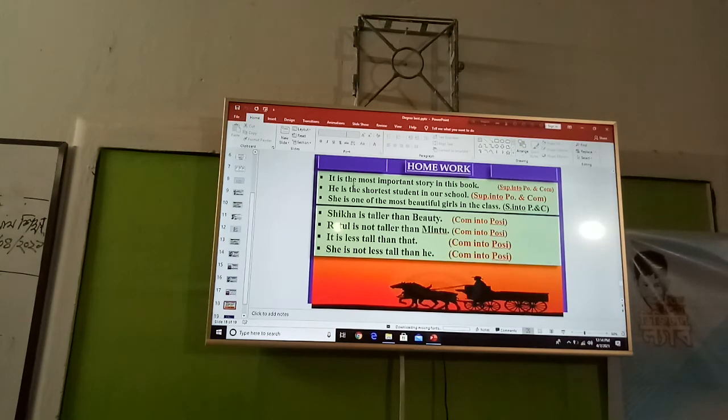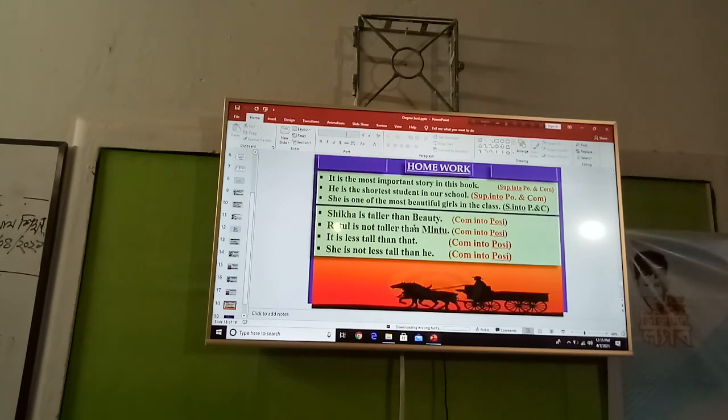Dear students, remember, the first sentence and the second sentence are according to the rule of number one. And the third sentence, that means she is one of the most beautiful girls in the class, is according to the rule of two. So try to understand the rules I taught and write the answers in your diary. Okay, now the next question. Sikha is taller than Beauty. Here only "than" is used. So think about our earlier examples and try to write the correct answer.